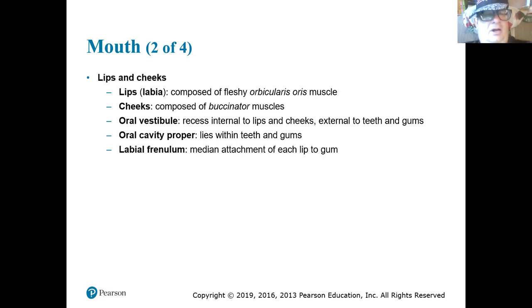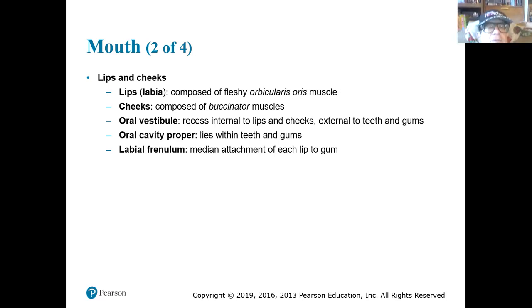Okay. The cheeks are the buccinator. You already heard that. The oral vestibule is the area internal to the lips and cheeks, external to the teeth and gums. So we're talking right there. See how my finger's in front of my teeth but behind my lip? That area is the vestibule, which means entryway if you're talking architecture. Well, in anatomy, we're using it the same way.